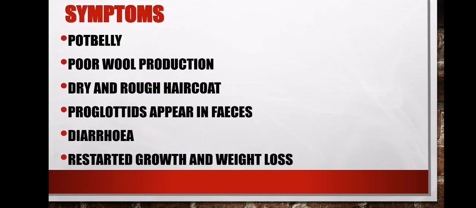We say pot belly, poor wool production, dry and rough hair coat, proglottids appear in the feces, diarrhea. Remember what we said. Take note of three. Make sure that if ever a question is posed, you are able to recall three: diarrhea, pot belly, poor wool production.